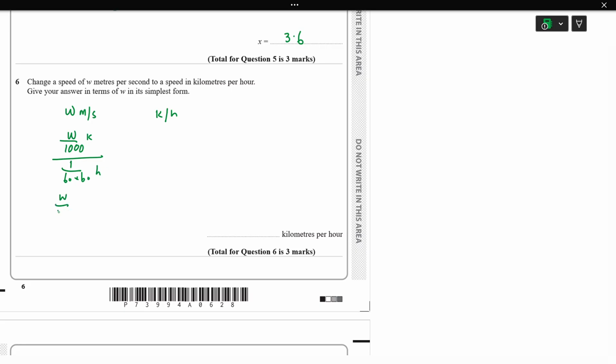Okay, now w by 1000 times this one, when we go up it will become a swap. So 3600 over 1, which is now kilometers per hour. Okay, so when we simplify, 2 zeros are cancelled, which is 36w by 10, which is 3.6w. So the answer is 3.6w kilometers per hour.